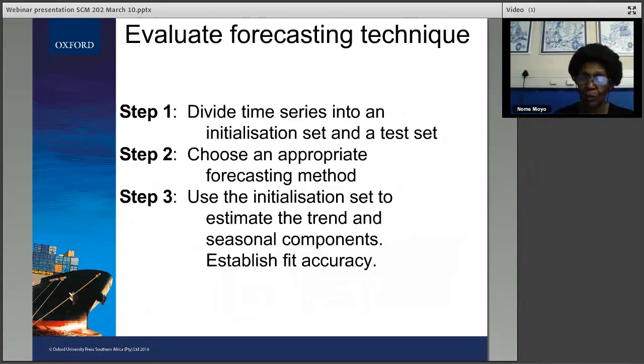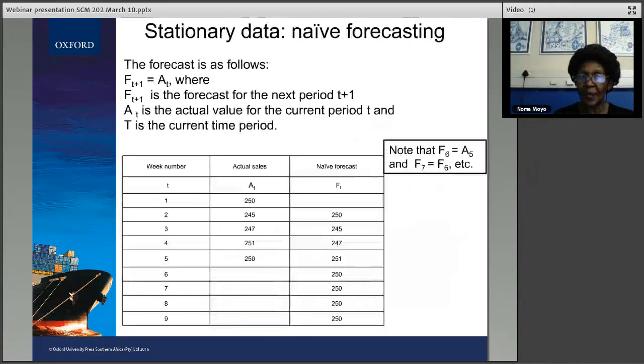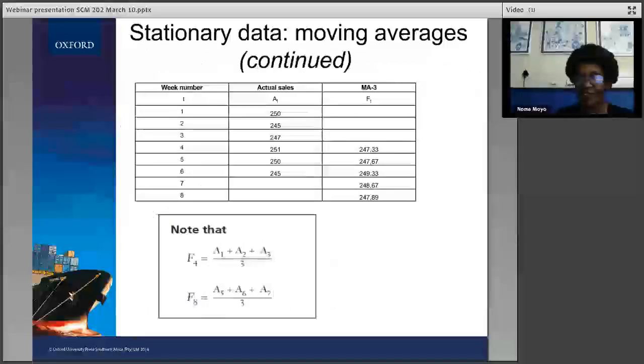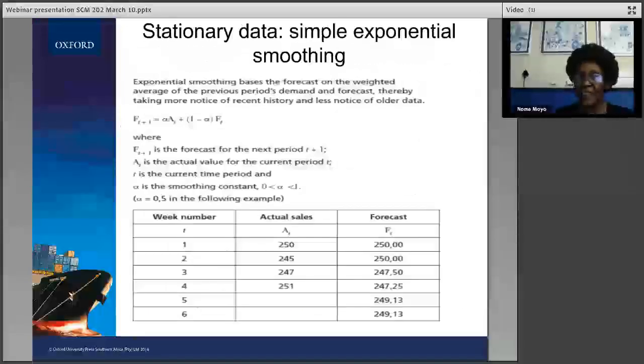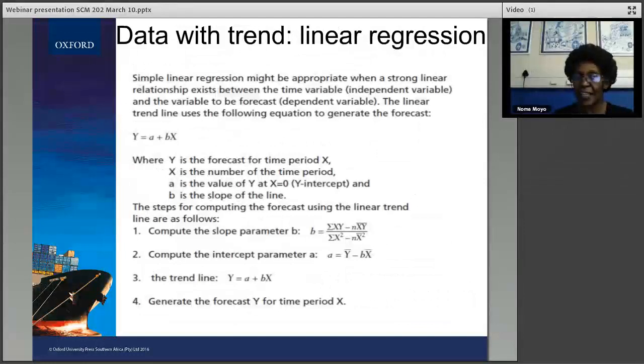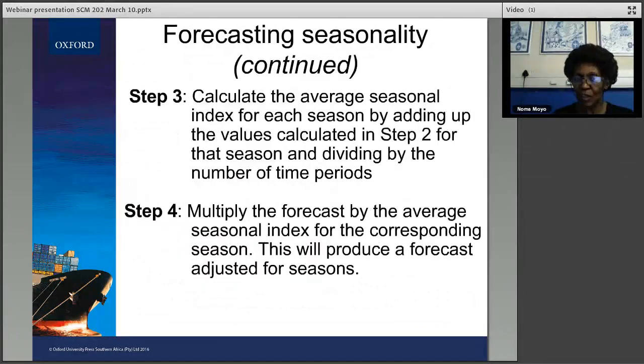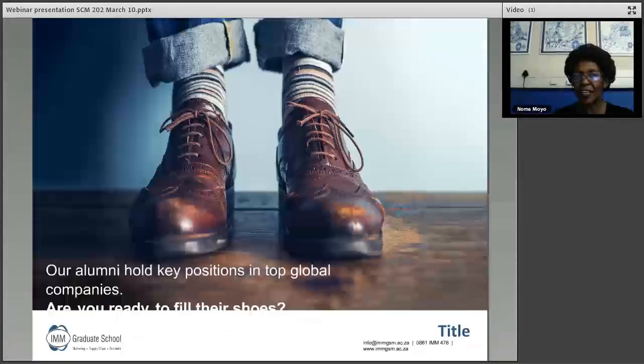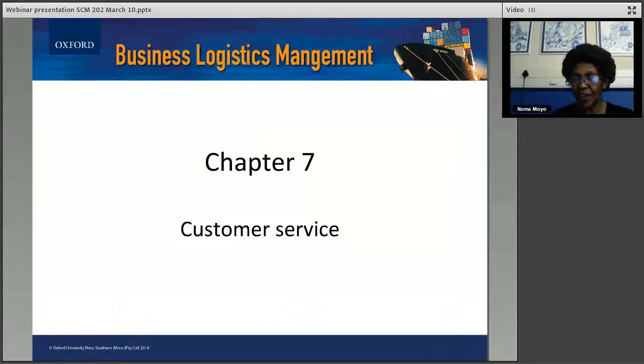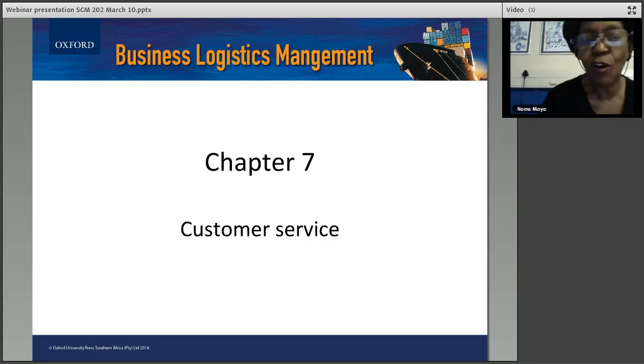So we have gone through the quantitative and qualitative techniques. There is a lot in this chapter that is calculated, but you have to go through the chapter and your learner guide. And I have covered from this chapter what was required in your assignment. Chapter 7 is customer service.